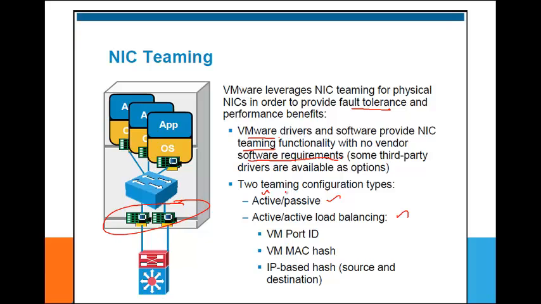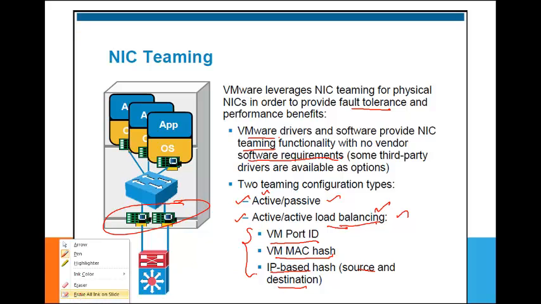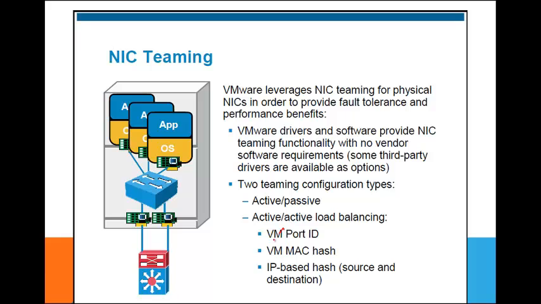So there are two teaming configurations. One is active passive, another one is active active, which is for load balancing. Now the load balancing is done by any one of these. Based on the VM port ID, we can do load balancing. Based on the VM MAC address, we can do load balancing, or based on the source and destination IP address. Same like a layer 2 switch. Even in a layer 2 switch we do the same, but here there is a VM, there is no VM there.